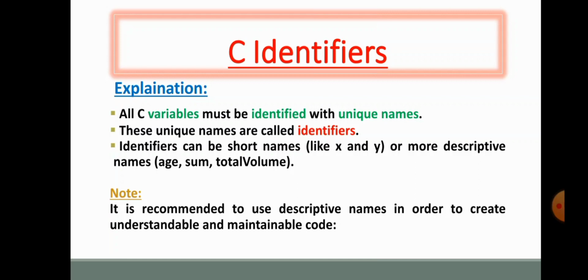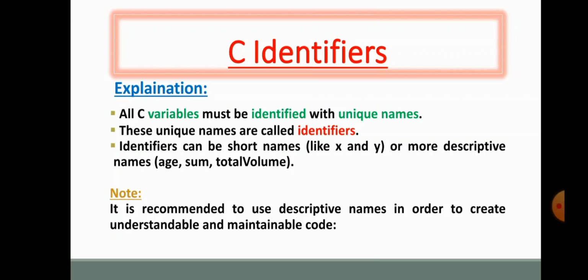C does not allow punctuation characters such as @, dollar or percentage sign within identifiers. C is a case-sensitive programming language. All C variables must be identified with unique names. Point number 2. These unique names are called identifiers.